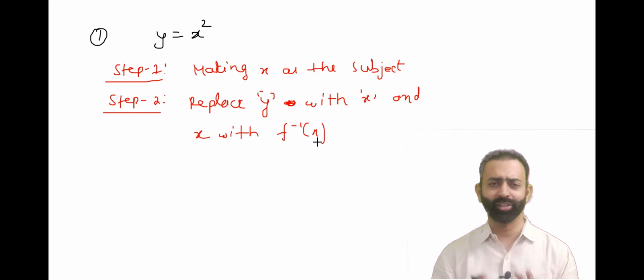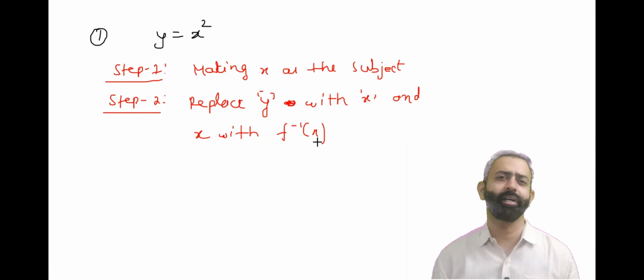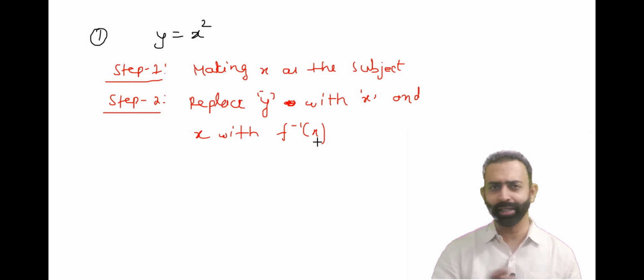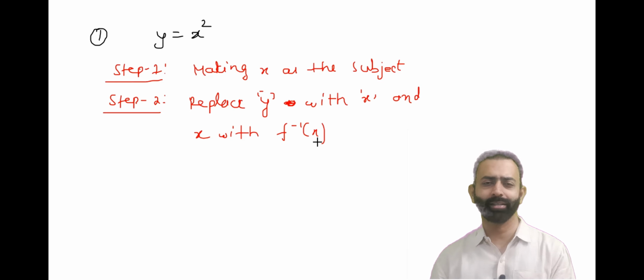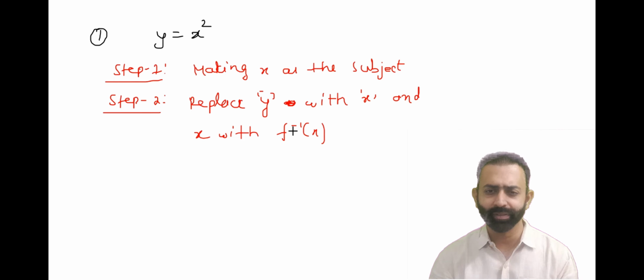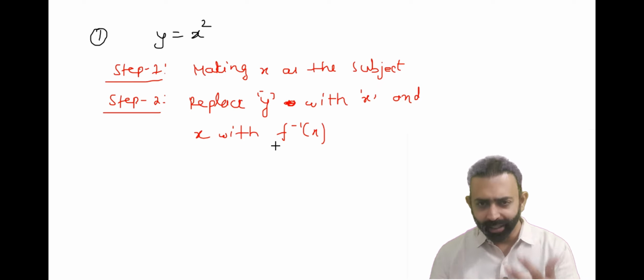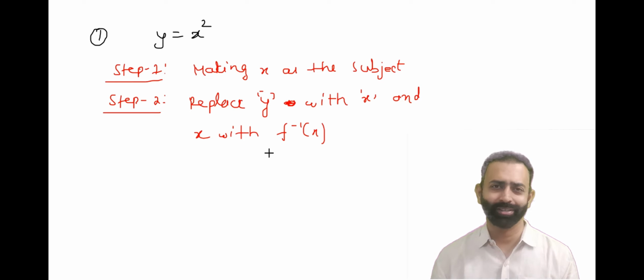So whatever expression you obtain by making x as the subject, that expression is the inverse function of the original function f(x), right? And we have a habit of writing a function with the independent variable as x, so that's why we replace y with x, and then x we write as the inverse function of x. Okay, so this is the basic method of finding the inverse. And why does this method give you the inverse?